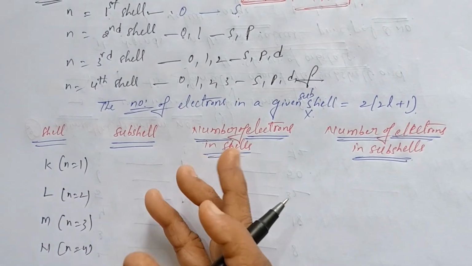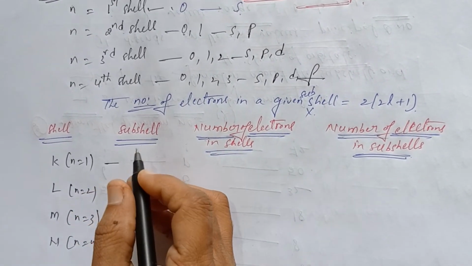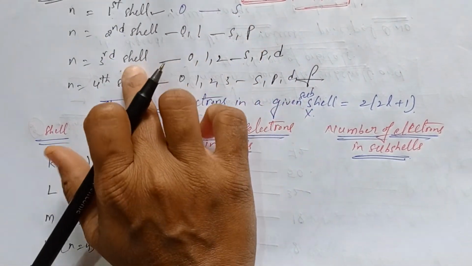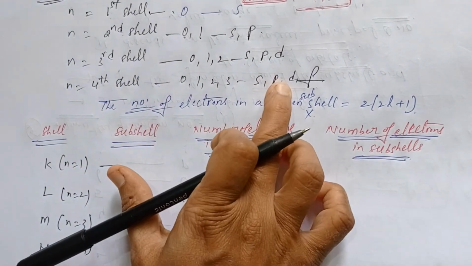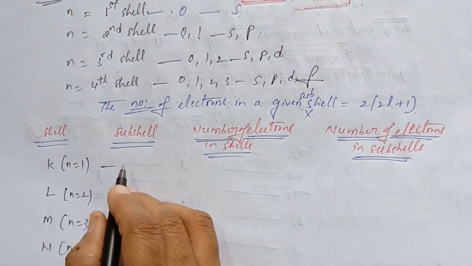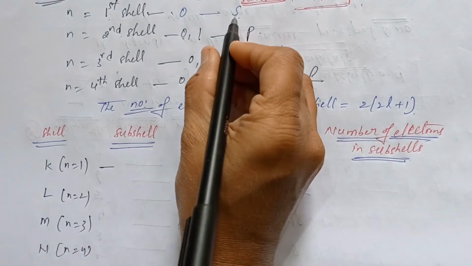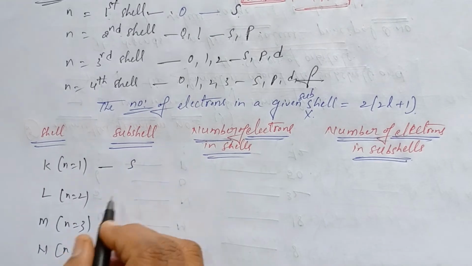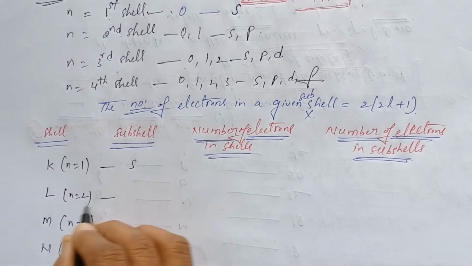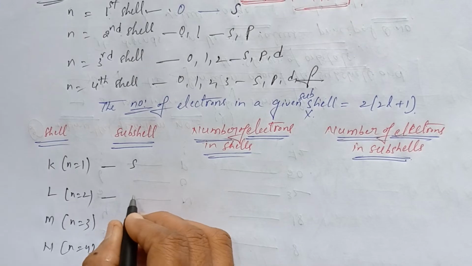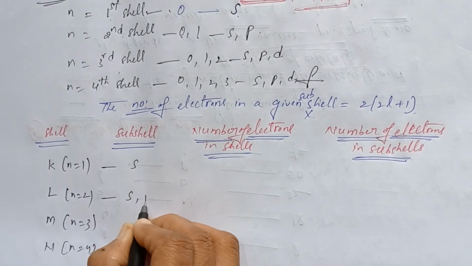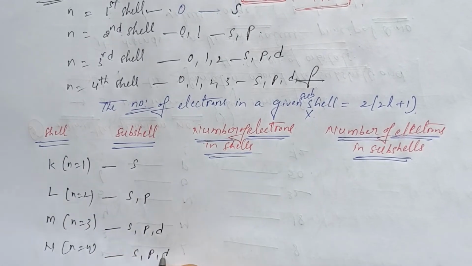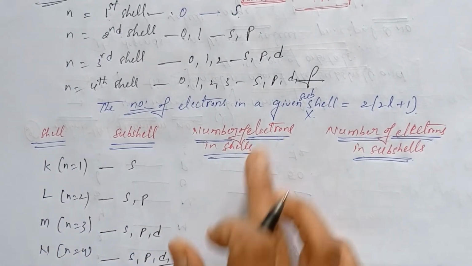What are the subshells, students? n is equal to 1, the first shell. How many subshells will be there in the first shell? I told you already, only one subshell. Second shell, 2 subshells. Third shell, 3 subshells. Fourth shell, 4 subshells. So n is equal to 1, 1 subshell, that is S. Next one, SP for the second shell. Third shell, SPD. Fourth shell, SPDF. Are you clear? 4 subshells will be there.